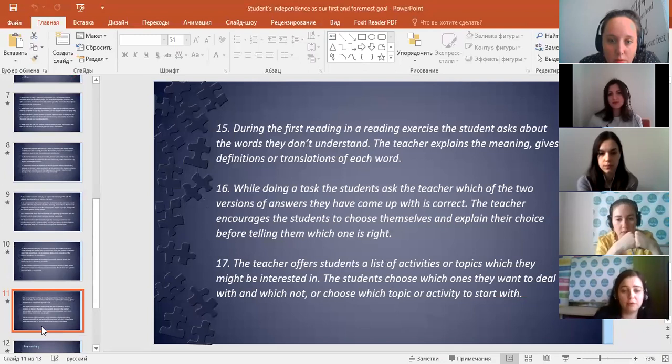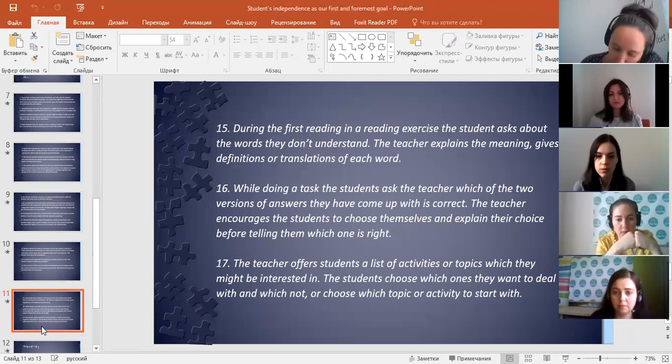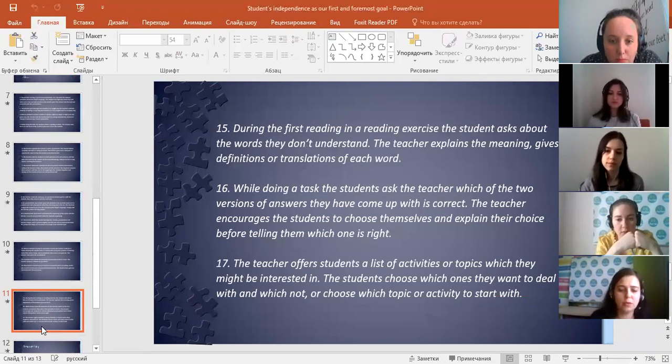16 is not bad. It's pretty good for independence. Number 17 is also good. But again, we need some clarification. What kind of activities, what kind of topic are we talking about? Which questions to answer first and which later, I agree, but if it is like a lesson plan.